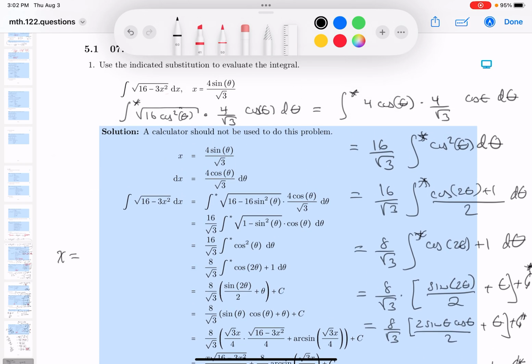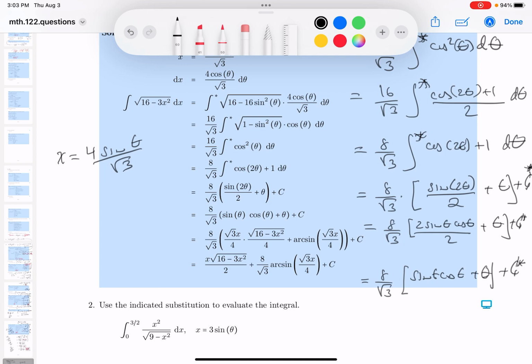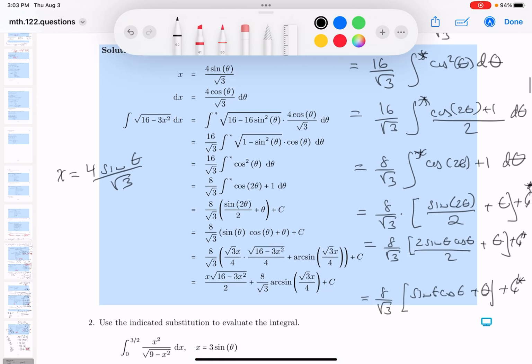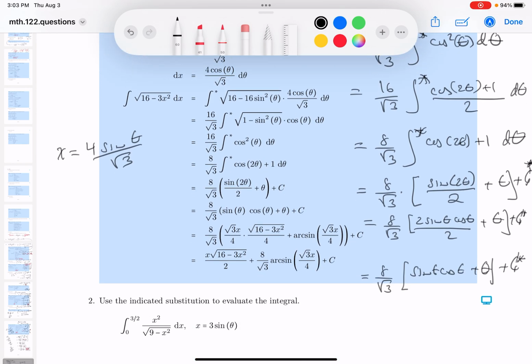All right, let's remind ourselves what the x is. X is equal to 4 sine theta over root 3. So let's just solve for theta. Let me see if I said that right. x is 4 sine theta over root 3. So what's sine theta going to be? Let's write this down. It's going to be root 3 x over 4 is equal to sine of theta. Let me make sure I did that right. Multiply by root 3 divided by 4. Yeah, I did okay.